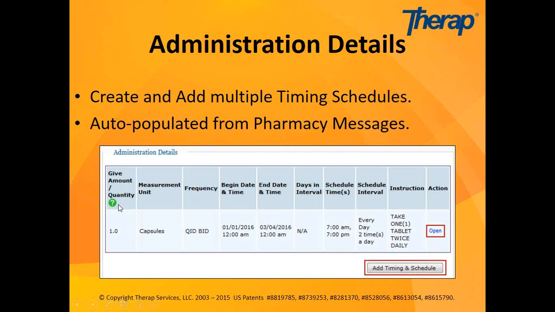And you can see it has the give amount or quantity, and that little question mark is going to show you that used to be the dose and the total dose, so that information would be there as well. The measurement units, the frequency, which used to be in a different section, is being pushed to the schedule. The begin date and time of when this medication is going to start, and the end date and time of when this medication is going to end. Your days in interval will be listed there, and I did not write a note to tell you about days in interval, so I am not sure what that is referencing.